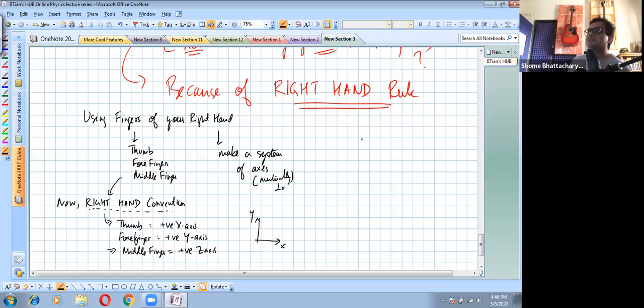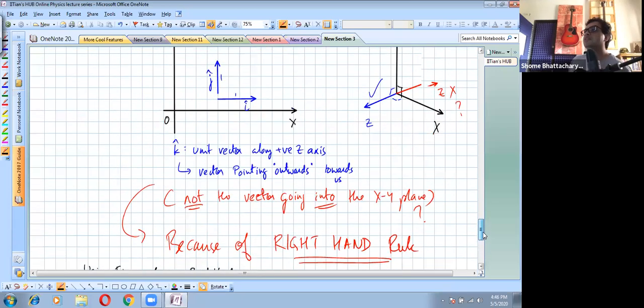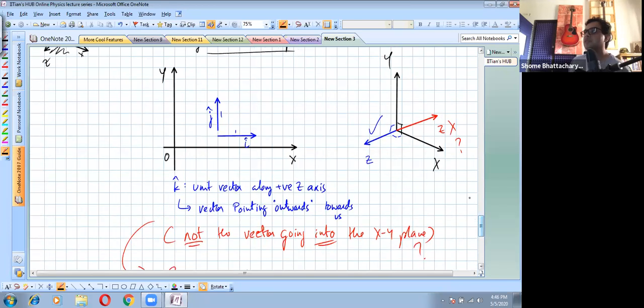Okay, so I'll minimize all this. Let's see. Now, this is not the only way to determine the axis. I will show you another way. But this is the correct z-axis and this is the wrong one because you are following the right-handed system. If you point your forefinger along the y-axis, your thumb along the x-axis, then your middle finger will automatically point along the z-axis. That is how we decide the direction of x, y, and z.